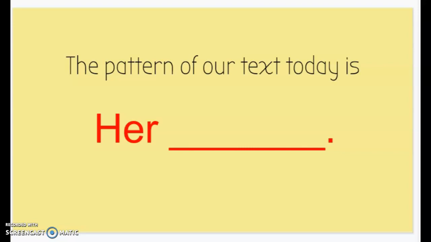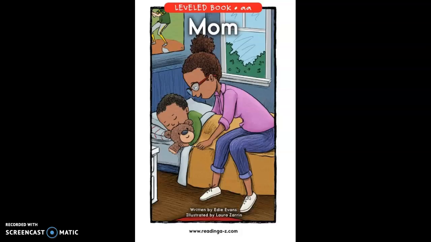So let's go ahead and open our book. The text we're going to be reading today is Mom. We see the title is at the top. The title is the name of the book. So the title is Mom. Down here we see the author. Remember, the author is the person who writes the words in a book. The author of this book today is Eddie Evans. So Eddie Evans wrote the words we'll be seeing in the book today.